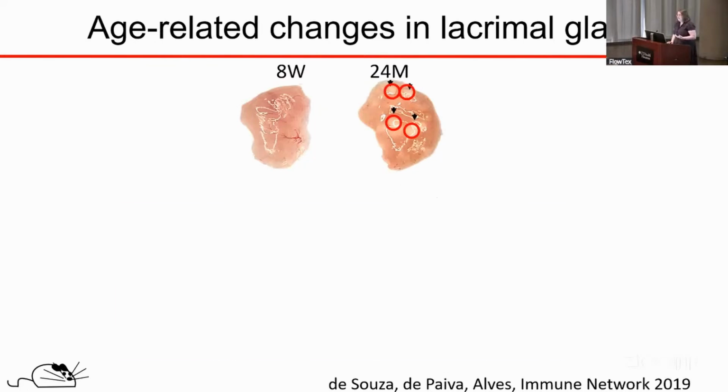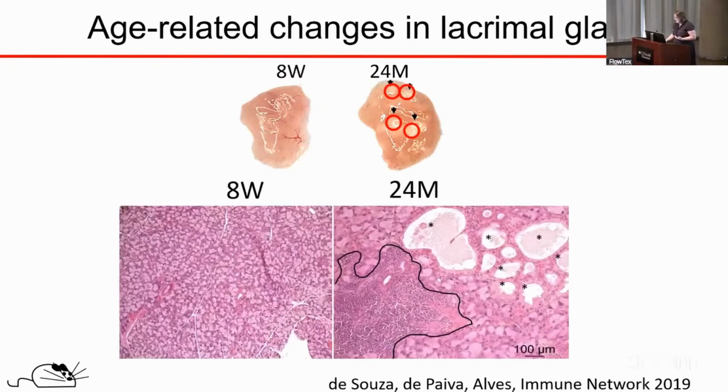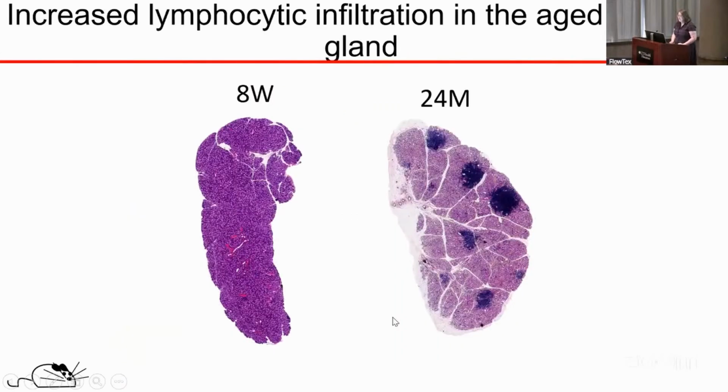And when you look at this histologically, what we see are dilated ducts, as you can see in this image here where the asterisks are, and infiltrating immune cells to the gland. And so we have characterized this. Again, on the left is the 8-week lacrimal gland, and on the right is the 24-month one. And all those dark blue areas are infiltrating immune cells.